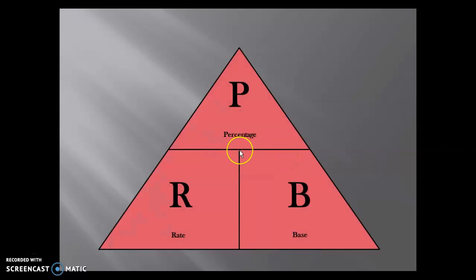Tekan's triangle is divided into three parts. The upper part is where you can find the percentage or P. And then at the bottom part is where you can find the rate and the base. P is placed at the top because it means that you can divide the percentage by the rate, and also, you can divide percentage by the base. Rate and base are placed side by side because we can multiply the two of them.